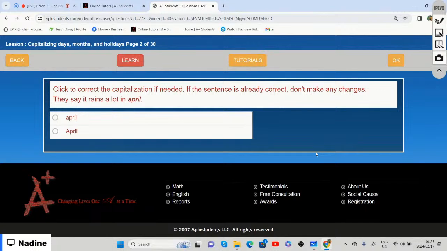They say it rains a lot in April. So April. Do we write April like in option 1, or do we write April like in option 2? April being a month of the year. So April, do we write it like option 1 or option 2?